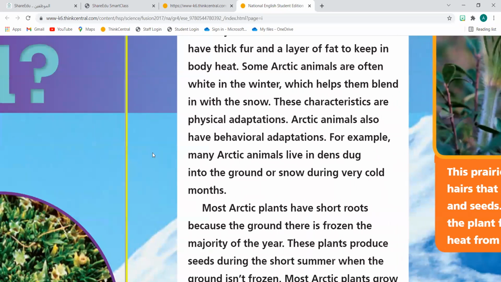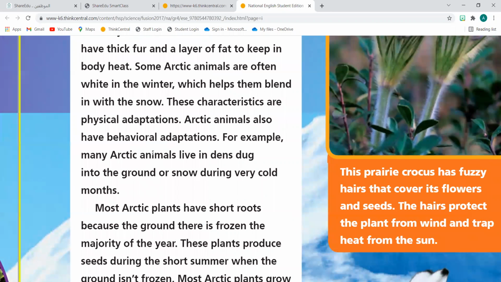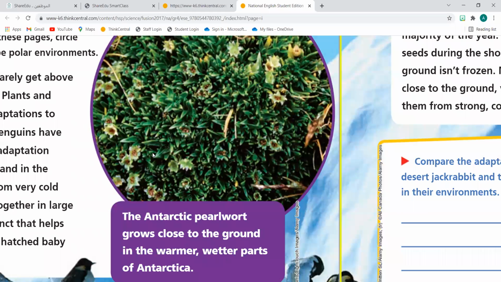Not only these flowers, not only the prairie crocus. Let's see these flowers over here. These flowers are called the Antarctic pearlwort. It looks like a bush, yes, but we call it Antarctic pearlwort. This pearlwort grows close to the ground. Why? Because close to the ground, it is warmer.